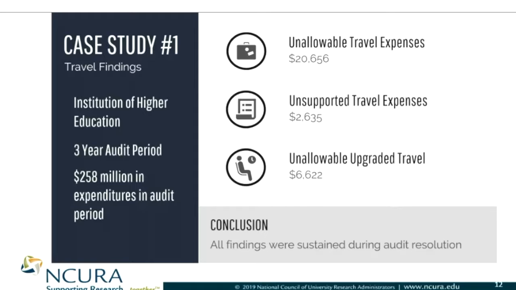This third finding that we have is, again, for unallowable travel, but this time it has to do with upgraded travel. In only a few circumstances is business class travel allowable, and then oftentimes universities have their own specific policies for business class travel. It's important to note that our auditors not only look at uniform guidance and other federal regulations as well as NSF's rules and policies, but they will look at the university's policies and ensure that all costs are compliant with the university's own policies.